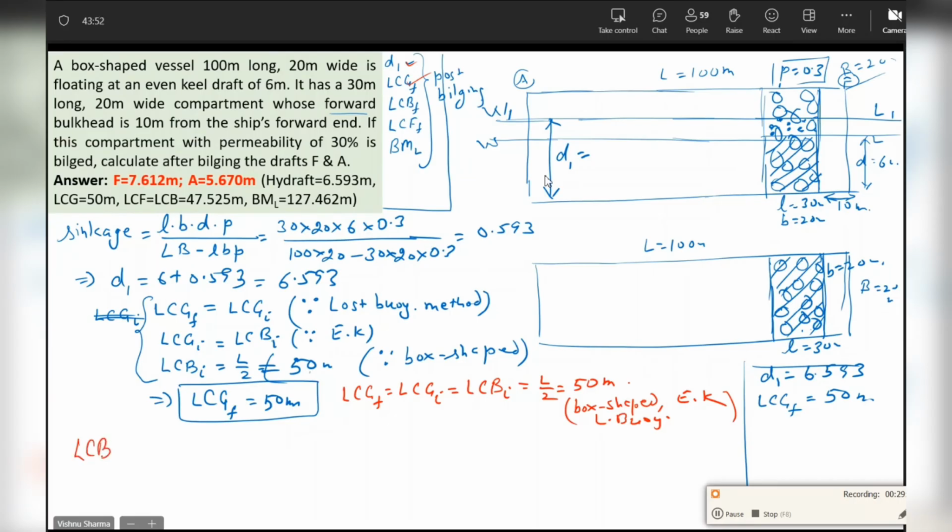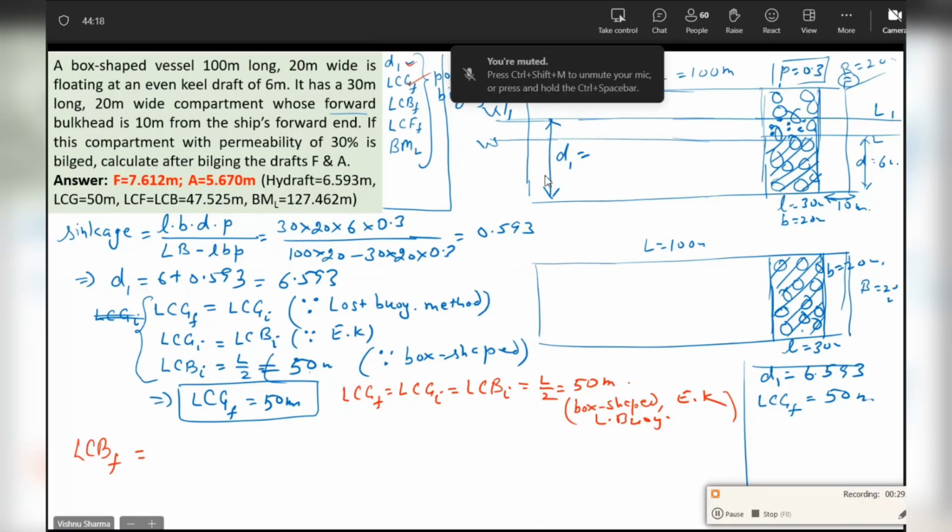Now LCB final will be equal to. Now pay attention before I write, and I'll ask you and you'll tell me. For KB, we took vertical moment of underwater volume up to W1L1 about keel. In this entire expression, keel will be changed by after perpendicular. Now we will take longitudinal moment of underwater volume up to W1L1. So instead of taking about keel, the underwater volume moment is now being taken about after perpendicular.